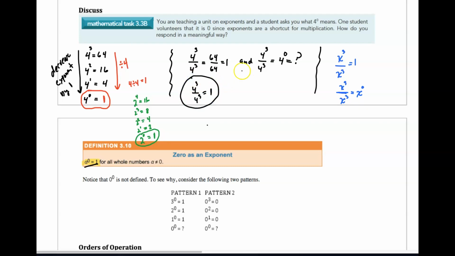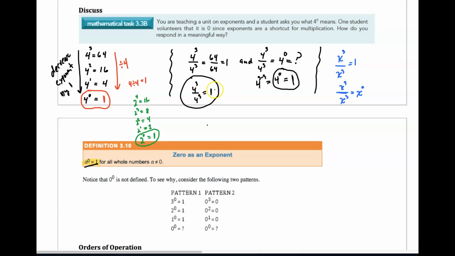Now another way to think about 4 to the power of 3 over 4 to the power of 3 with rules of exponents is to say, oh, that's just subtract. You get 4 to the power of 0. What should that be equal to? Well, the rules of exponents say to subtract, and we now know that 4 to the power of 3 over 4 to the power of 3 equals 1. So we should reasonably say that 4 to the power of 0 is equal to 1.